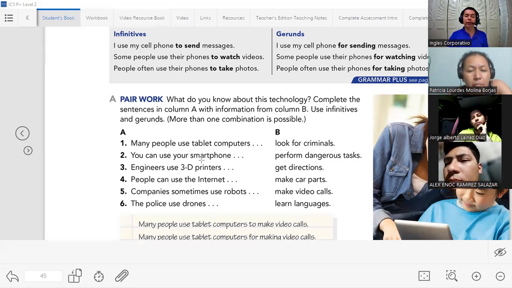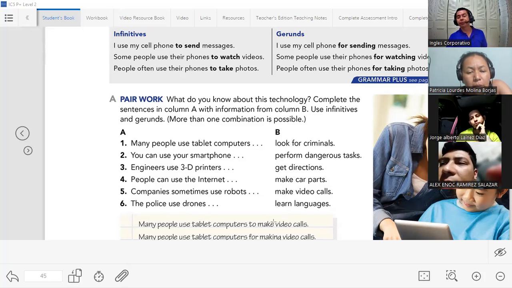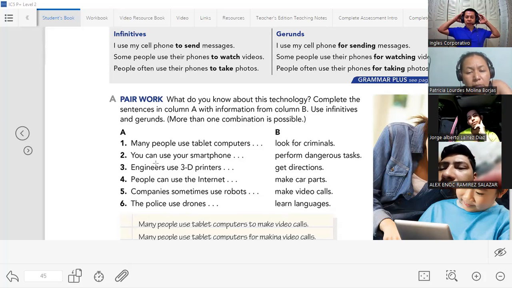You can use your smartphone. Hi, teacher. I need you to tell me an infinitive. In these examples: look for criminals, perform dangerous tasks, get directions, make car parts, make video calls, and learn languages. Okay, please say, you can use your smartphone. To learn languages. Very good. Now, Vilma, please.